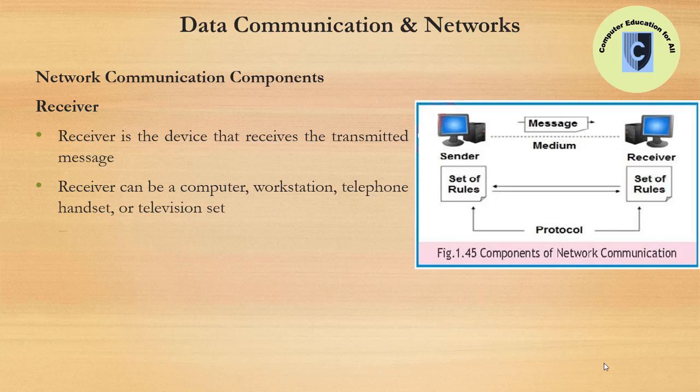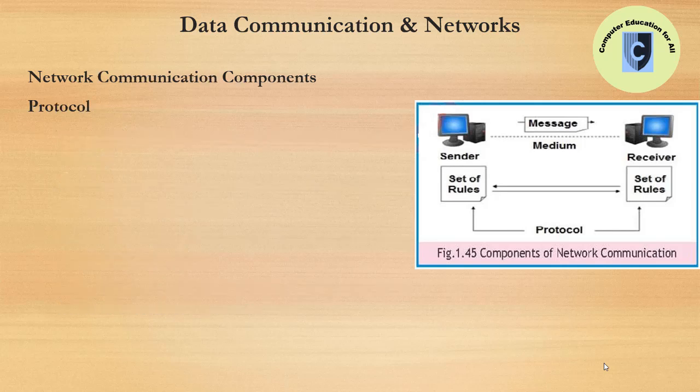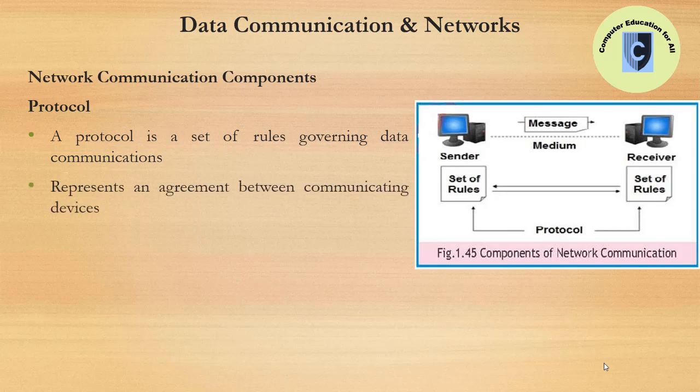The data received from the transmission medium may not be in proper form to be accepted by the receiver, and it must be converted to appropriate form before it is received. Protocol. A protocol is a set of rules that governs data communications. It represents an agreement between the communicating devices. Without a protocol, two devices may be connected but may not communicate with each other.